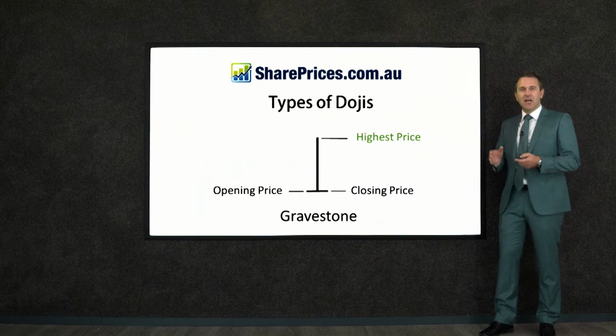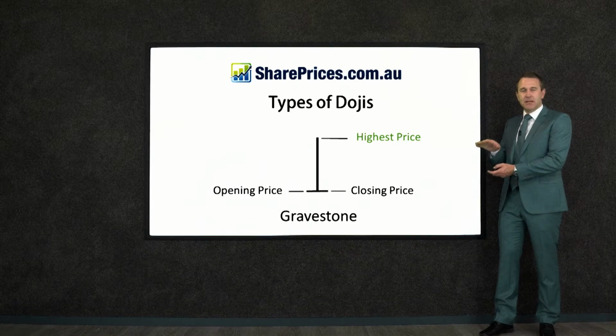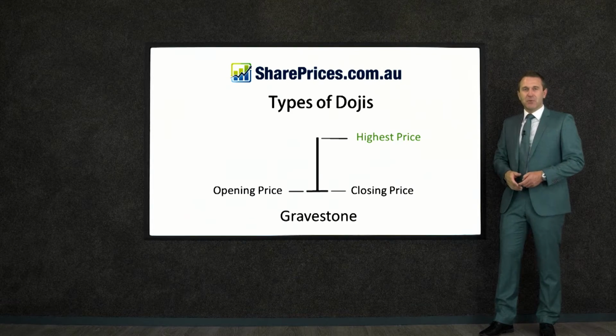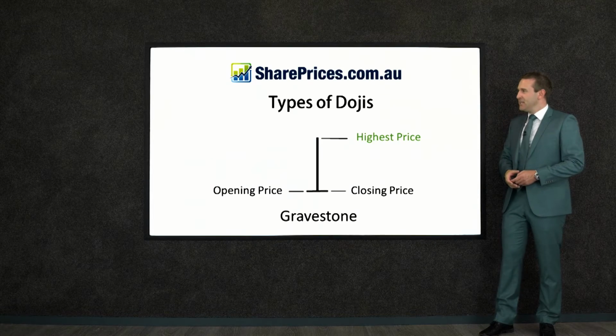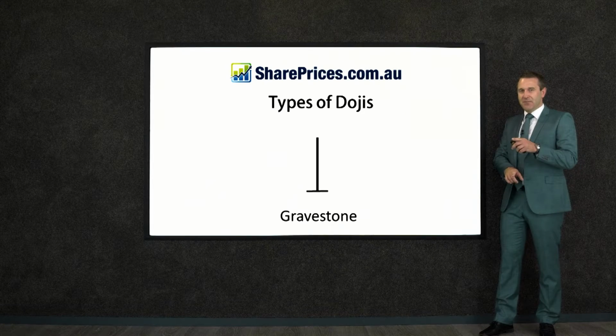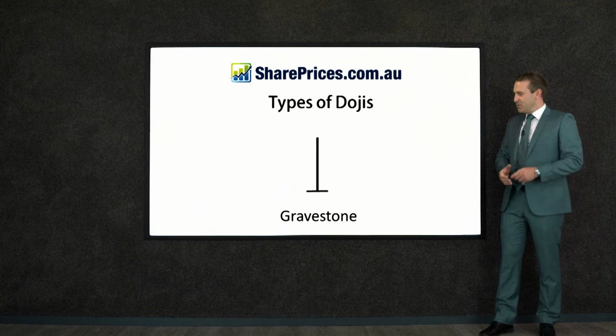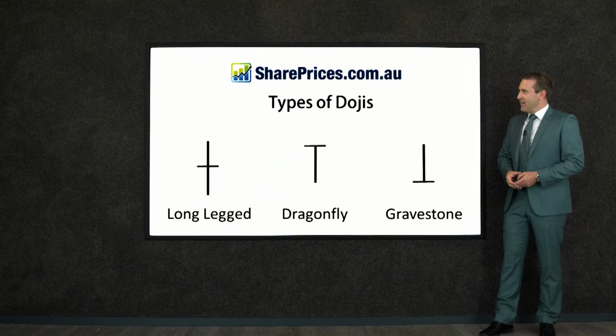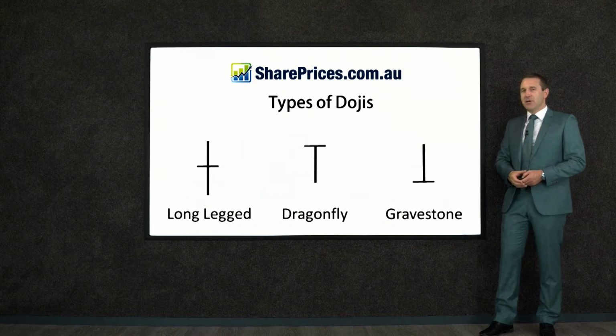Again, where's the color? There's not enough space between the opening and closing price to fill it with green or red. Again, the key to the doji: a similar opening or closing price, and there's the example of the Gravestone. Virtually a flip of the upside down T, which we had for the Dragonfly. And there they go, the long-legged, the Dragonfly, and the Gravestone, the different types of dojis to look out for.